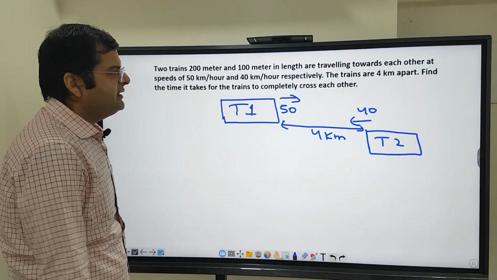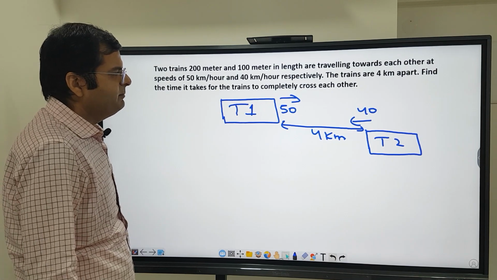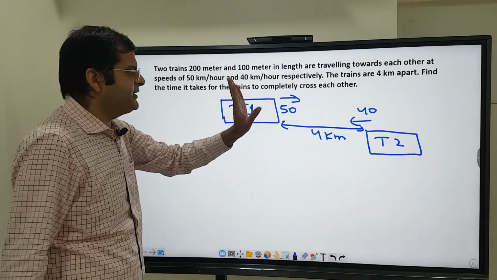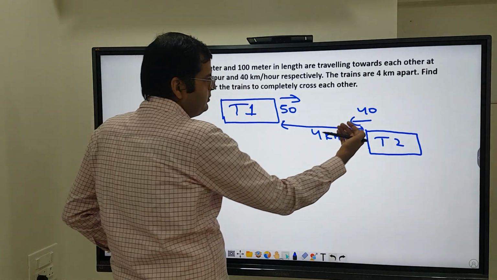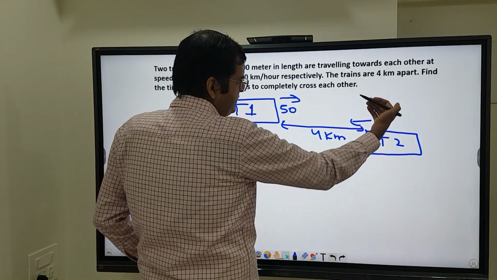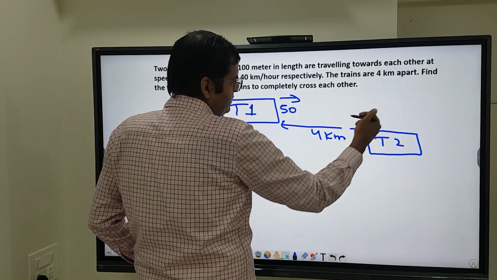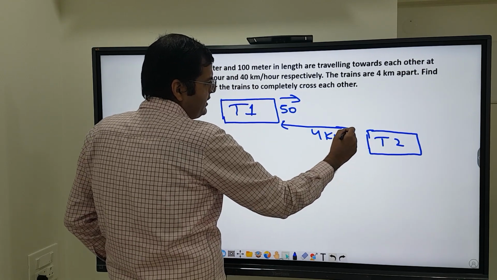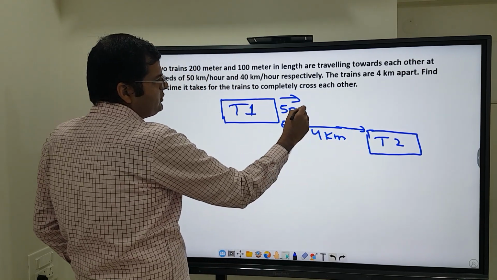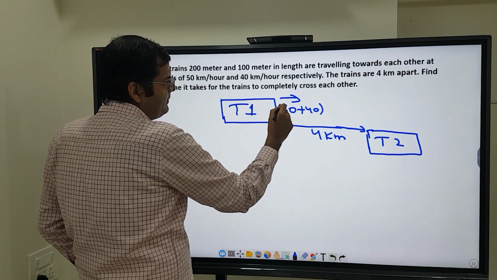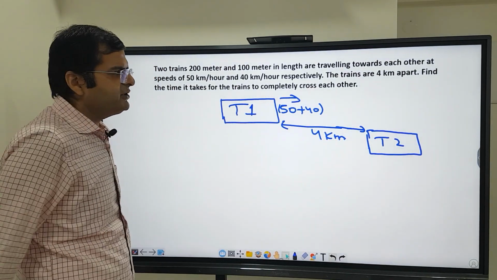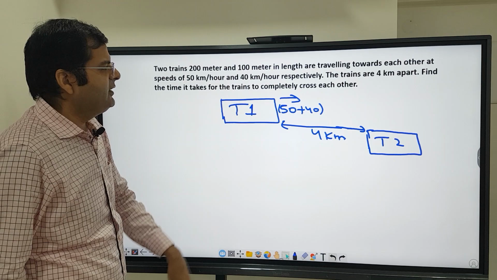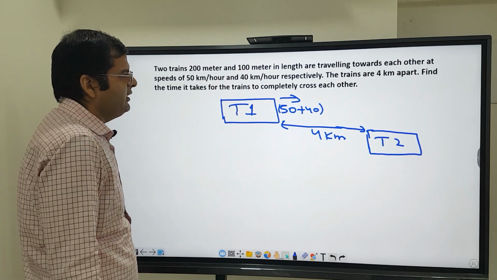Now, first of all, in this relative case scenario, what do we assume? We assume, let's say, T2 is stationary. If T2 is assumed to be stationary in the relative case, let's say it has no speed. That means it is stationary here. Then if this is stationary, the speed of T2 has to be added to the speed of T1. Why? Because they are moving in the opposite direction. So I am adding this speed over here. I'll assume this to be stationary now.